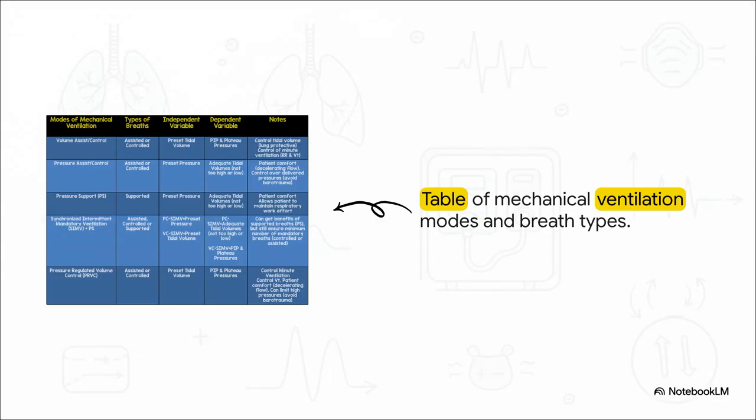This summary acts as the ultimate cheat sheet for mapping all those confusing acronyms right back to their clinical variables. You can see clearly how volume assist/control strictly guarantees tidal volume, while pressure assist/control absolutely guarantees pressure. Seeing how those dependent variables shift based on the mode perfectly visualizes the mechanics we've been talking about.